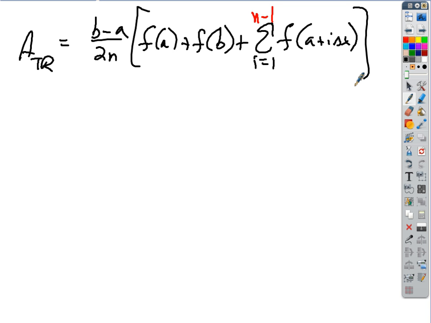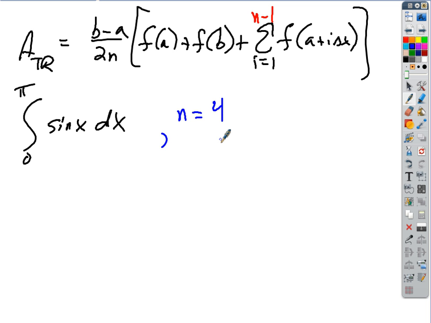What's delta x always? What's a and what's b? A is 0. B is pi. So if we're breaking this thing up into 4 pieces, then it's just the width of the interval, pi minus 0, divided by 4, right? So pi fourths. So there's delta x, right?